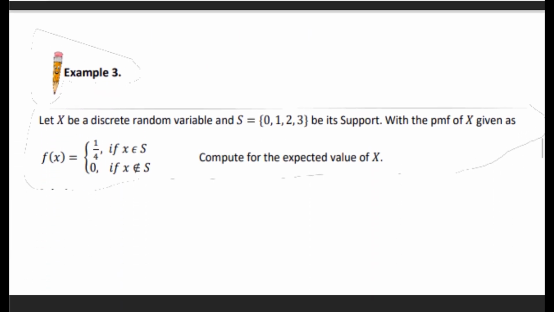Let's have example number 3. Let x be a discrete random variable and S equal to 0, 1, 2, 3 be its support, with the PMF of x given as f of x is equal to 1/4 if x is an element of S and equal to 0 if x is not an element of S. Compute for the expected value of x.